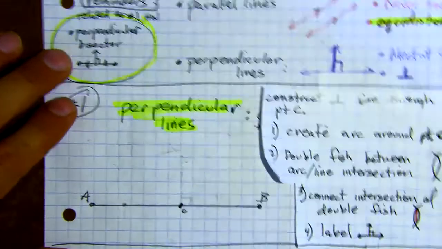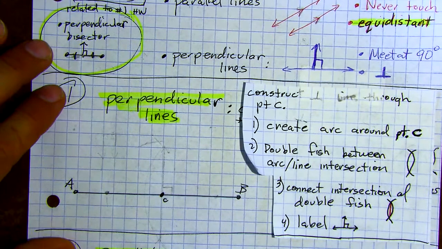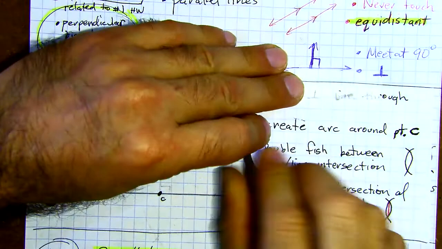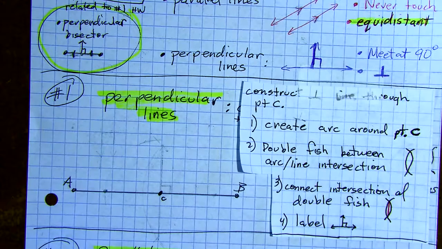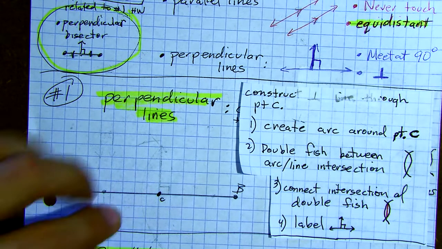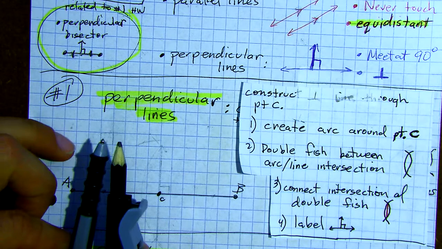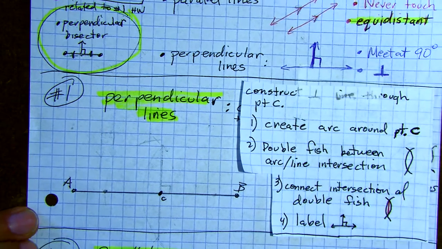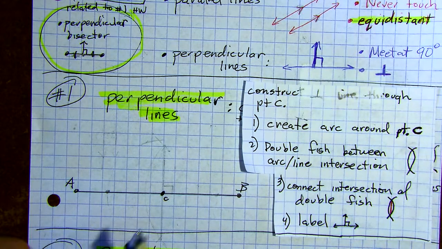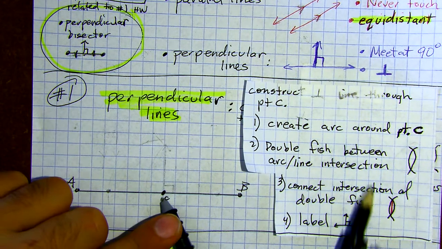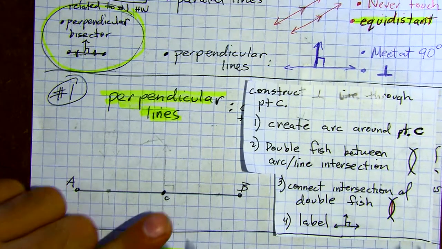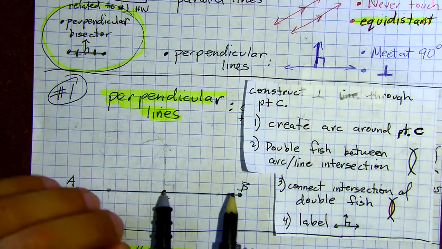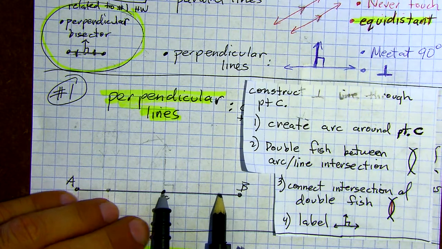All right, here we go. So perpendicular lines. Let's go ahead and create it. So first off, get your compass handy. Have your straight edge handy as well. And first we've got to create an arc around point C. Is it going to be helpful if I make my arc that big? Is that overkill? Okay, so no overkill, right? So make it so that it actually fits within the segment.